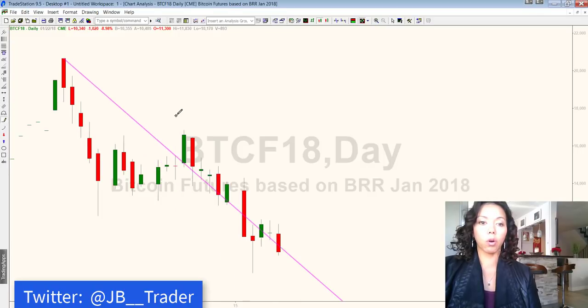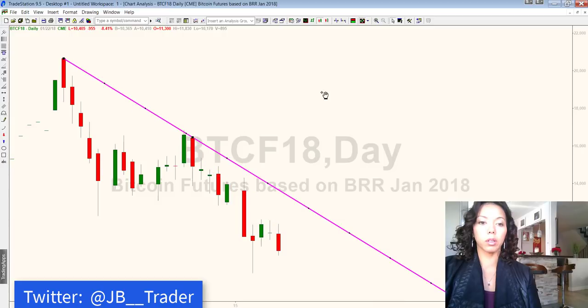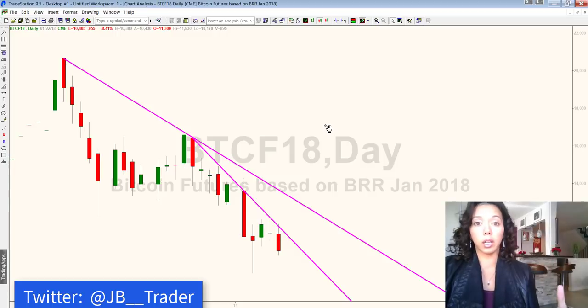Before the CME released the Bitcoin futures, you see this big rally up in price, and it's just been on a downtrend ever since. I can put another trend line up here because we've had a sharper decline in price.